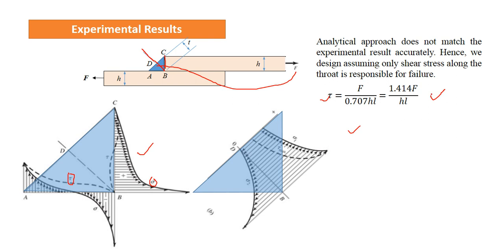So this gives us a fairly good result for designing the welded joint. We assume that this load F is responsible for failure along BD, which is the throat thickness, and we assume that this F is acting along the throat thickness. With this assumption we design all fillet welds.